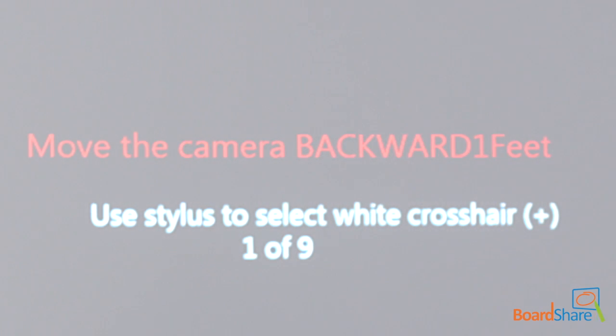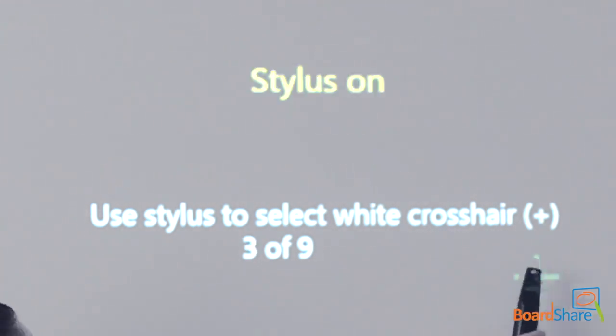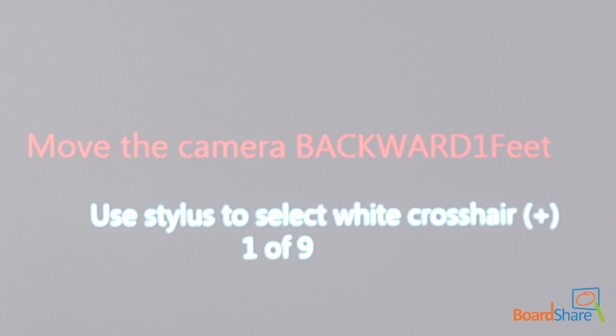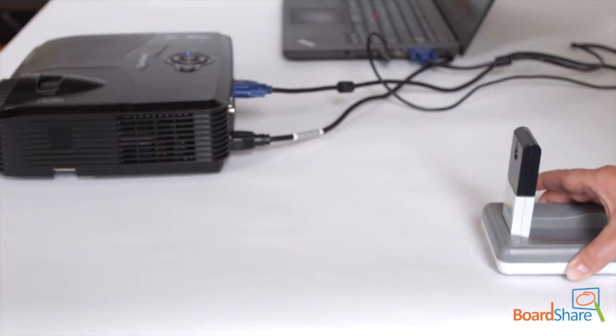Let's do an example of what could occur during calibration if the camera is not at the proper distance. The calibration process can't be completed because our camera is not at the proper distance. Let's move the camera back 1 foot.